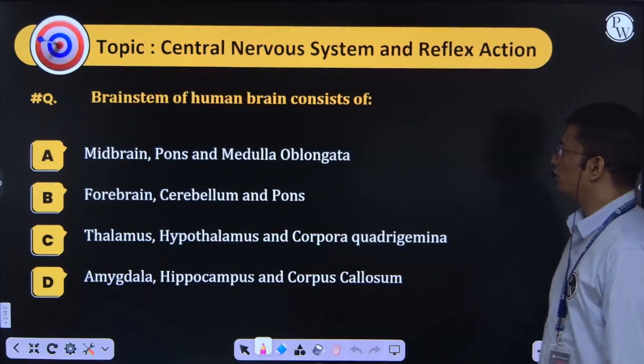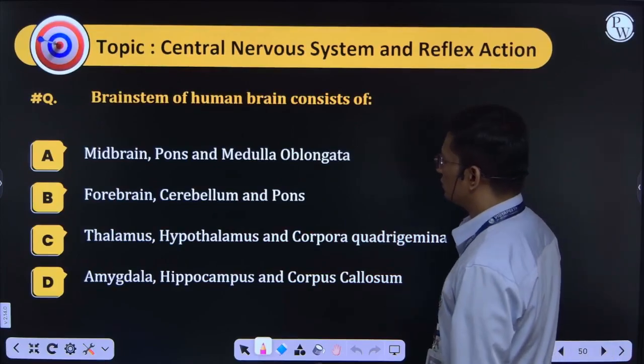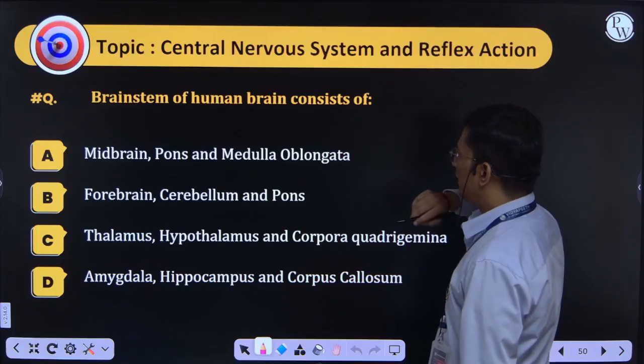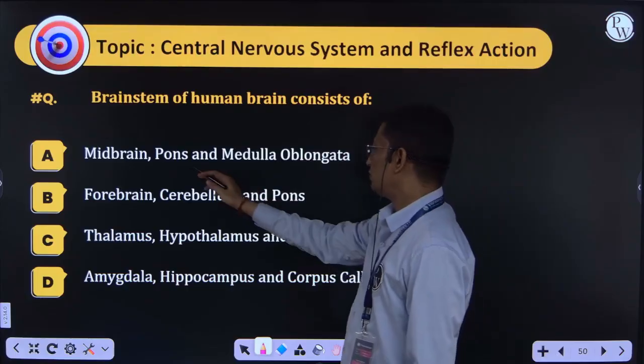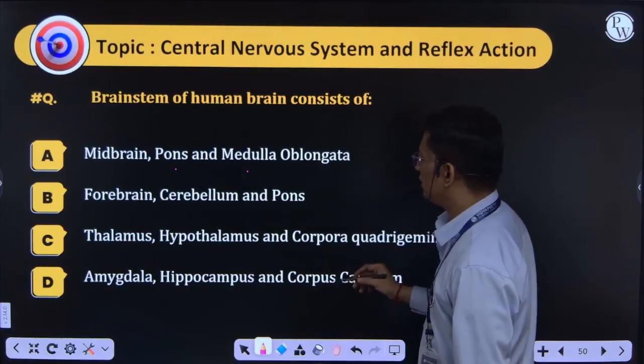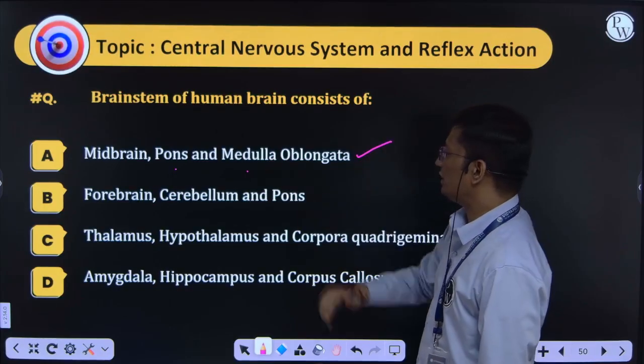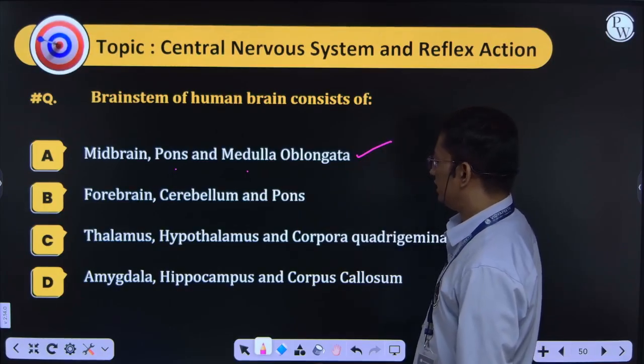The brain stem of the human brain consists of midbrain, and in the hindbrain, the parts are pons and medulla. Cerebellum is not there. So combined, we call this the brainstem.